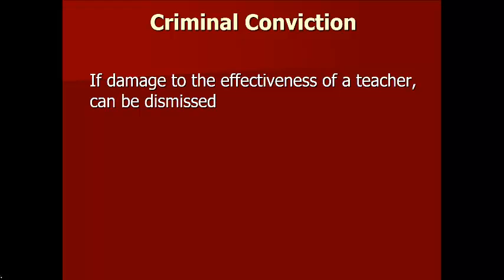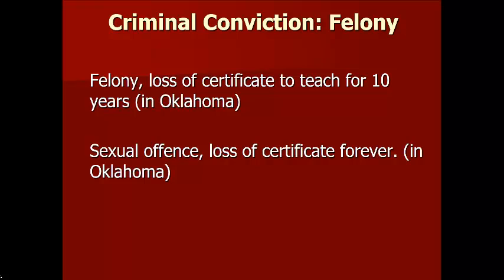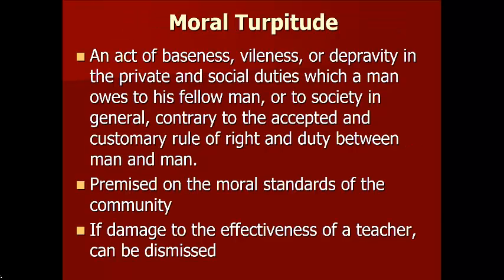Another reason teachers can be let go are criminal convictions. If it damages the effectiveness of the teacher, they can be dismissed. Keep in mind, in Oklahoma, if you receive a felony, you will lose your teaching license for 10 years. If you are convicted of a sexual offense, you will lose your certificate forever in Oklahoma. You will no longer be allowed to teach in Oklahoma.